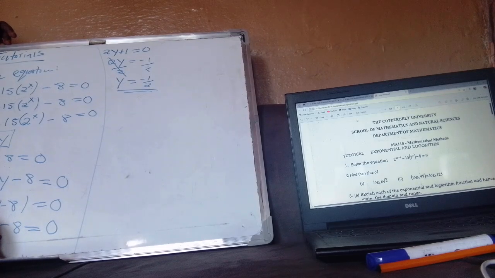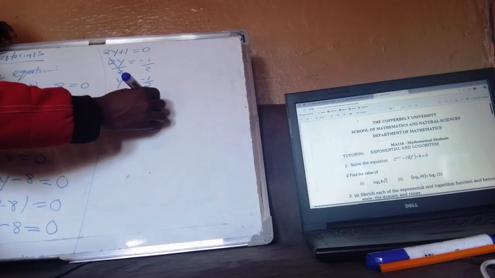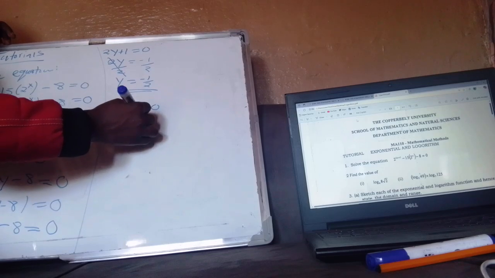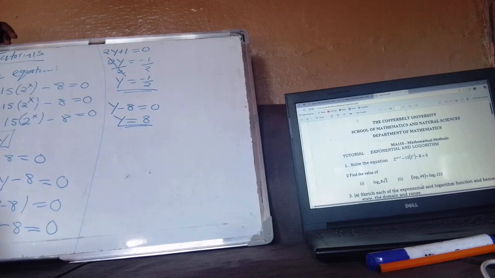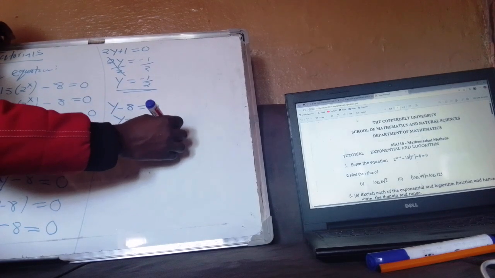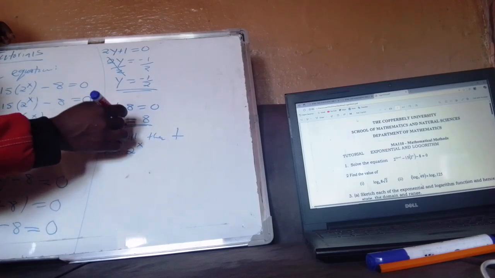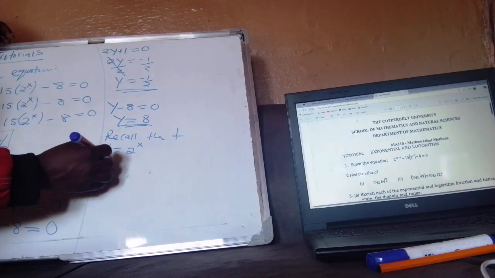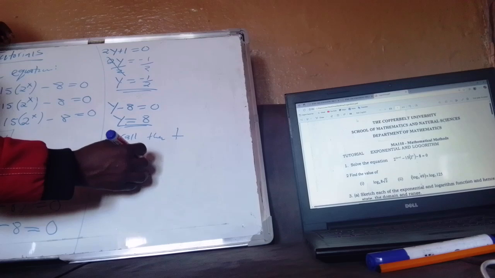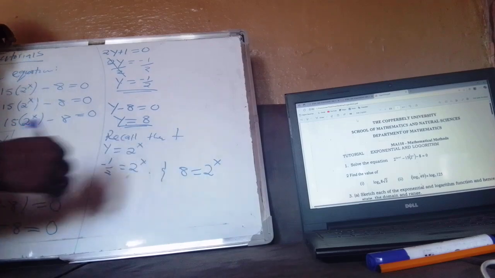Next, we equate this y minus 8 to 0. This becomes y minus 8 equal to 0, implying that y is equal to positive 8. This is another value of y because it was a quadratic, remember. So what comes next? Recall that your y was equal to 2 power x. So we are going to equate both of them. So it means that the first one is negative 1 over 2 to be equal to 2 power x, and the other one is 8 to be equal to 2 power x.